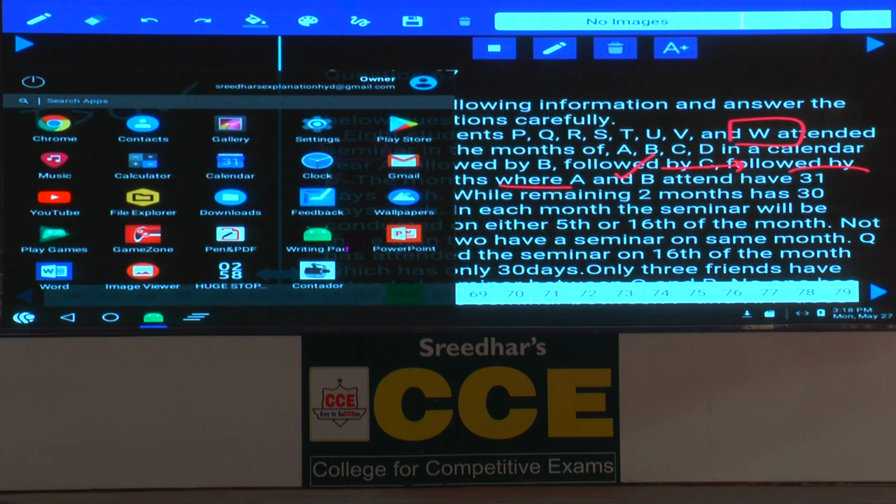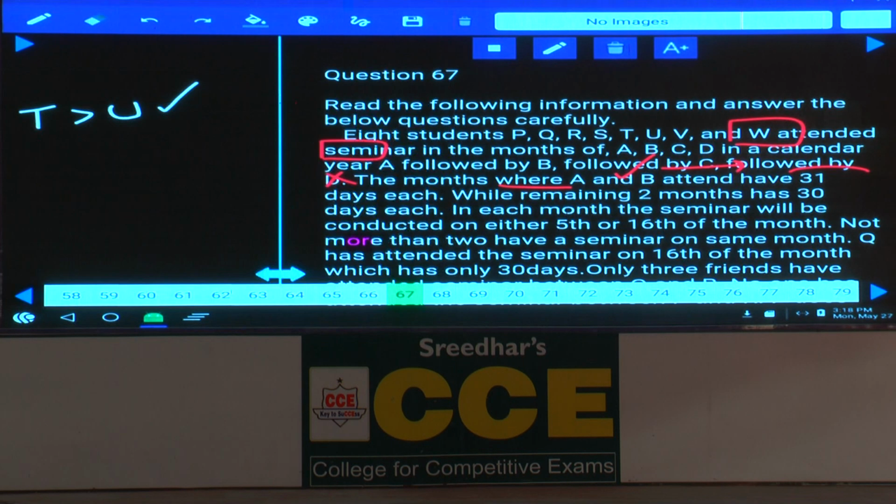Then 67 onwards. Now question number 67. What is the information here? 67. Now 8 students P, Q, R, S, T, U, V and W attend a seminar in the following months. Now some months were given. What are the months here? A, B, C, D in a calendar year. A followed by B, B followed by C, followed by D and so on. All these 4, A, B, C, D, are in sequential order. Whereas the months A and B have 31 days each, while the remaining 2 months have 30 each, isn't it?